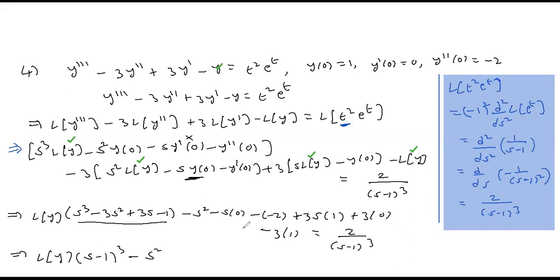Okay, what else is remaining? This is plus 2 minus 3 plus 3s. 2 minus 3 is minus 1. Here is 2 plus 2, here is minus 3, so it is minus 1, equal to 2 by (s minus 1) whole cube. Is that okay? So I'm going to continue in the next slide.